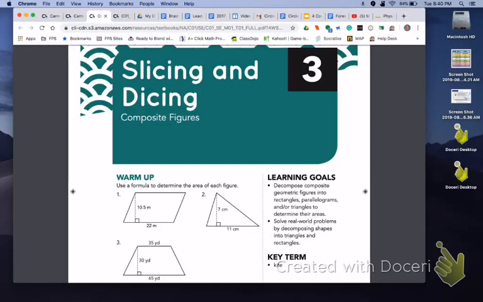Hi class, in lesson 3 you will be learning about composite figures. Learning goals for today: you will decompose composite geometric figures into rectangles, parallelograms, and/or triangles to determine their areas. And you will solve real-world problems by decomposing shapes into triangles and rectangles. Key term to look for in lesson 3 is kite.